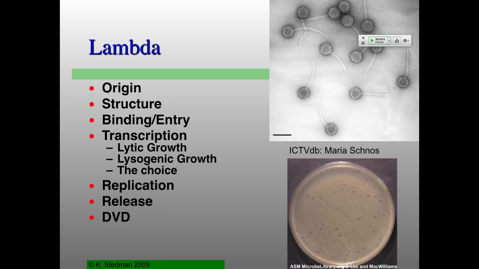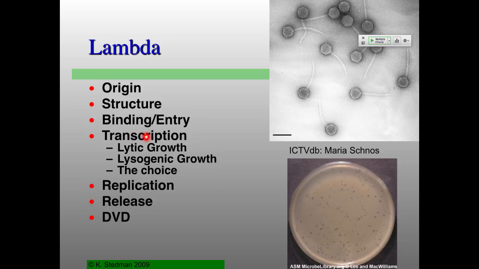So again, where did lambda come from? It was a mistake. The structure with this cylindrical tail as opposed to a helical tail, but otherwise a pretty normal head structure, binds to LamB, which is a maltose transporter. I probably should have put this in red.